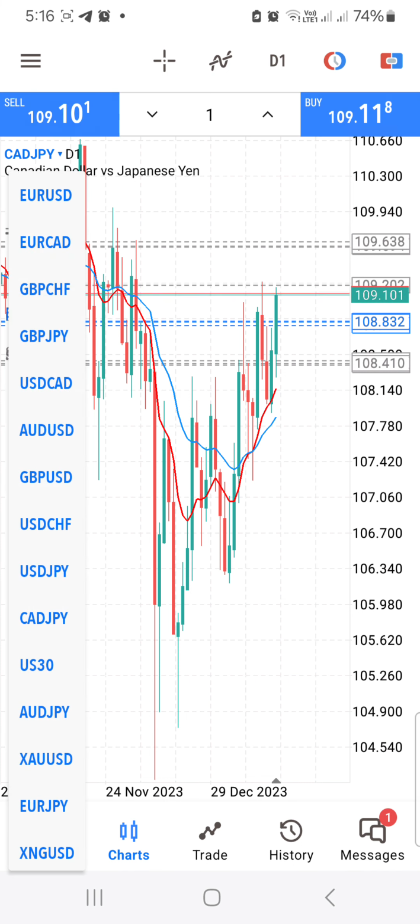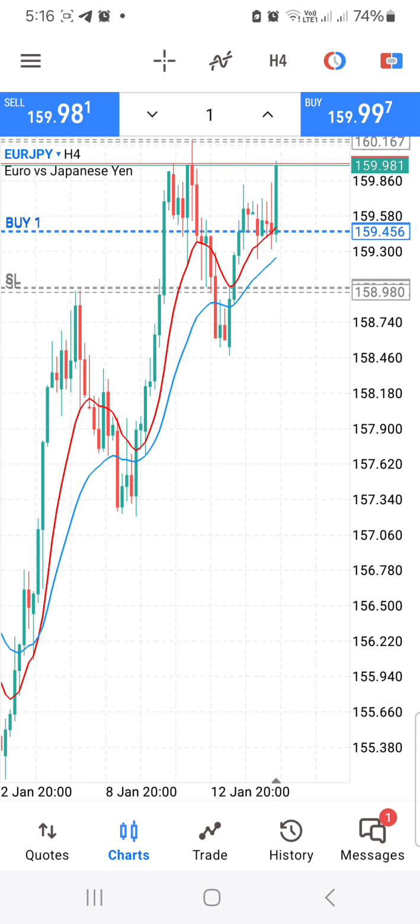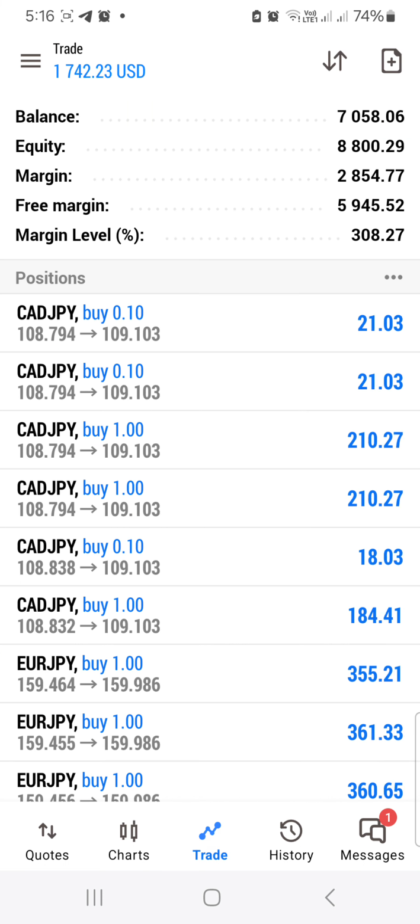So let's see what is happening in Euro JPY. That is what you need to know: check your chart. When you see your chart, you have full confidence that, oh yeah, this is how it's going to look. So you enter with your full force, with your own confidence that this trade is going to go my way, that I'm sure.